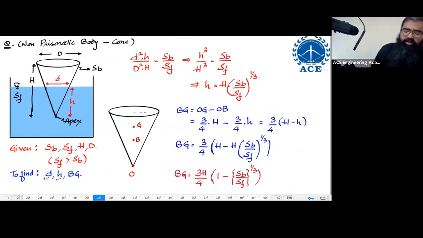How is G above B? Simple logic. For this smaller cone, its centroid will be somewhere over here. For the bigger cone, of course, the centroid has to be somewhere up. This is G, and the smaller cone centroid is B over here. Sorry, let us now move further.